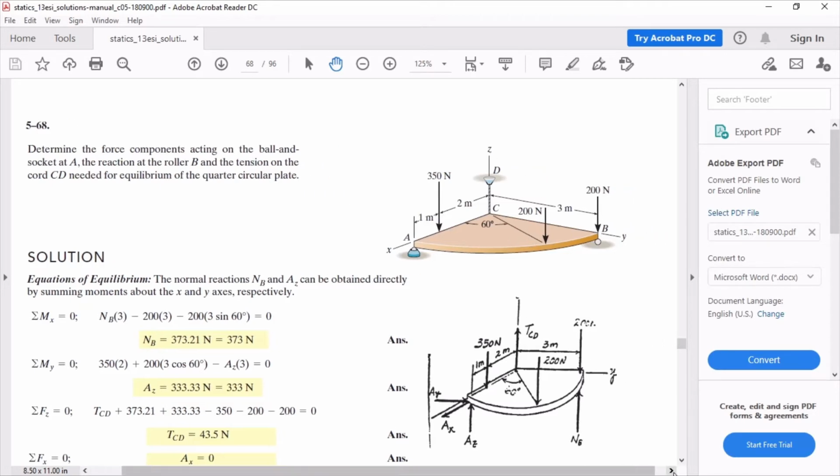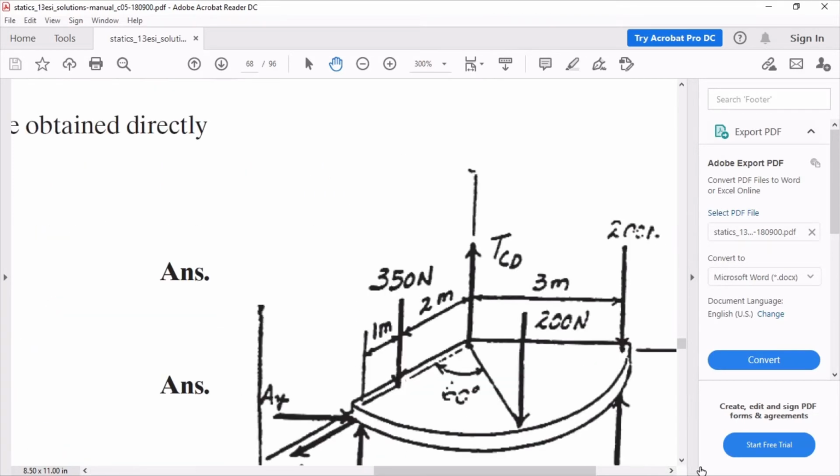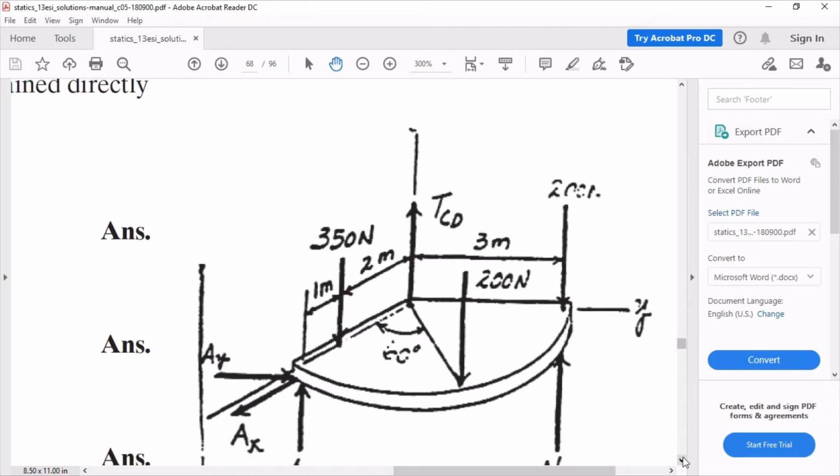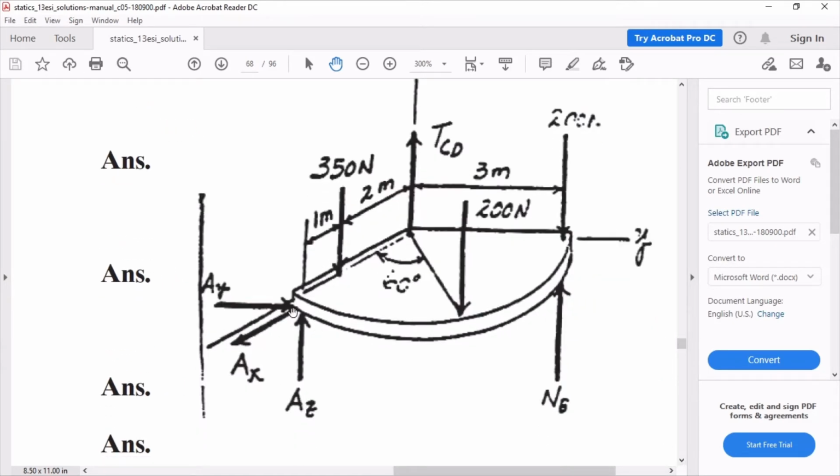If we look at the free body diagram, at the ball and socket we have force components in 3 dimensions, x, y and z, assumed in this way. At the roller at B we have just a normal force, a vertical force normal at B. We have this tension in cord CD. We have already applied forces on the plate: 200 Newton at this point, another 200 Newton at this point, and 350 Newton at this point.